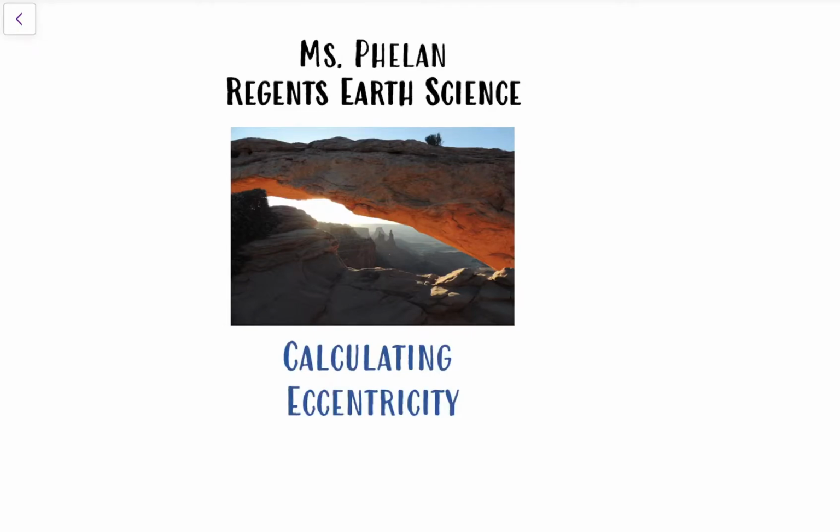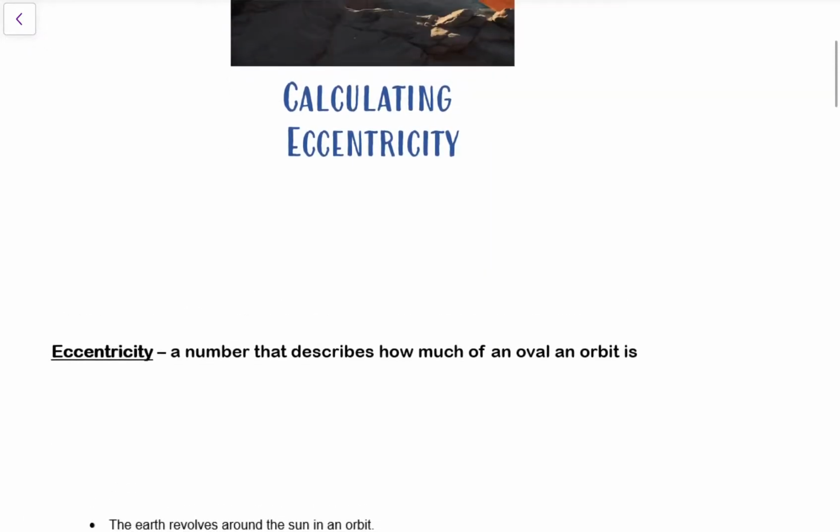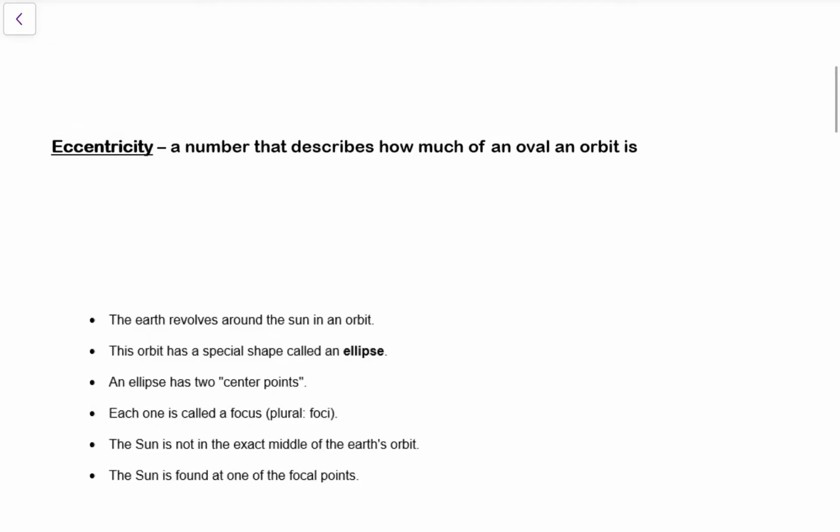Hi everyone, in this video we are going to be learning how to calculate the eccentricity of an ellipse. So we can start off by recalling that the eccentricity is a number that describes how much of an oval an orbit is. High eccentricity, more of an oval or more of an ellipse. Low eccentricity, more of a circle.